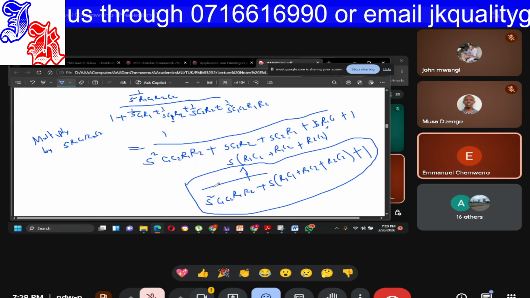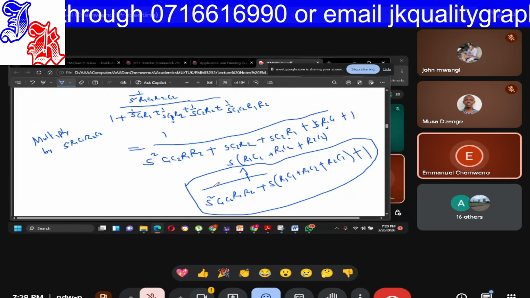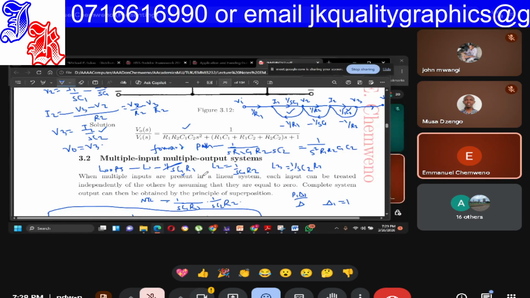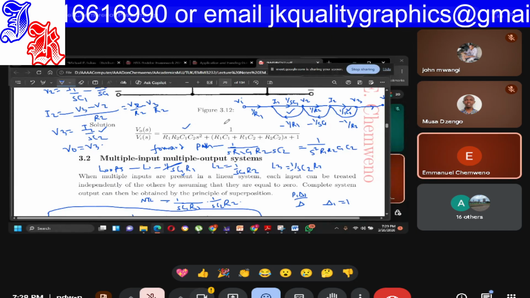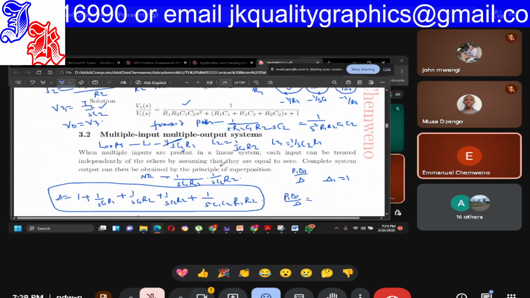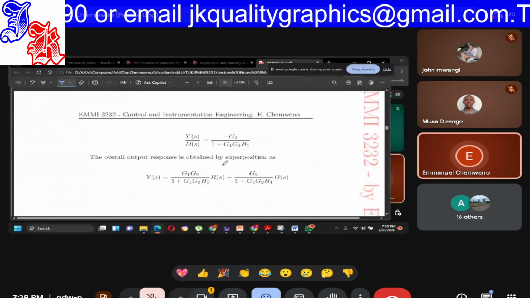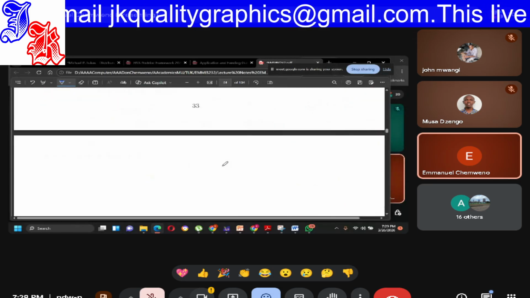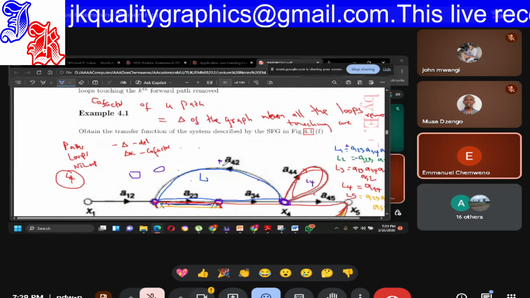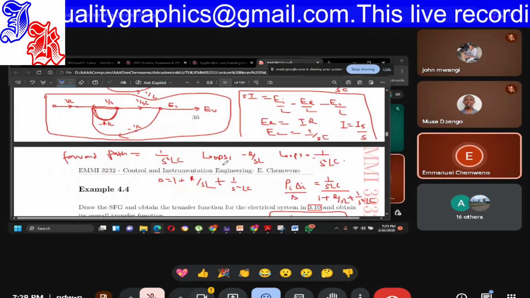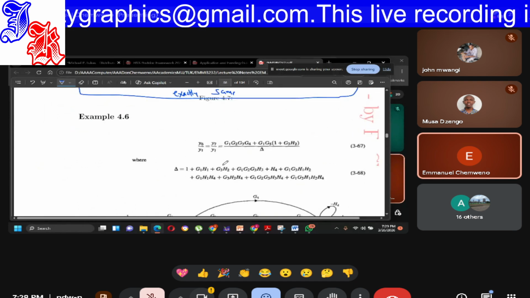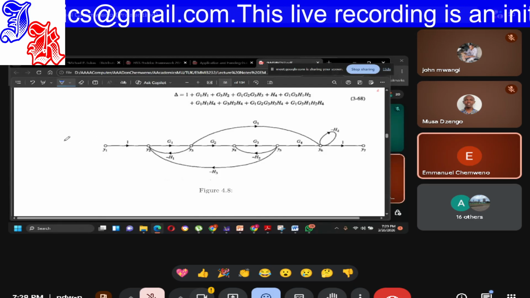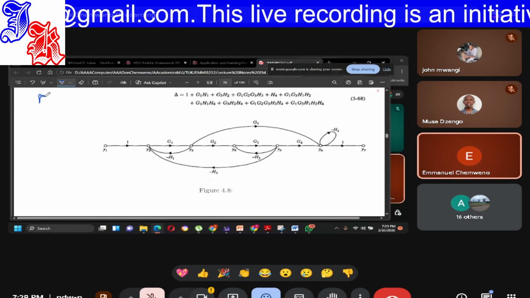Finally, we have a last example. So this is the same as this. I like to do this because it's a bit interesting. Now, paths.